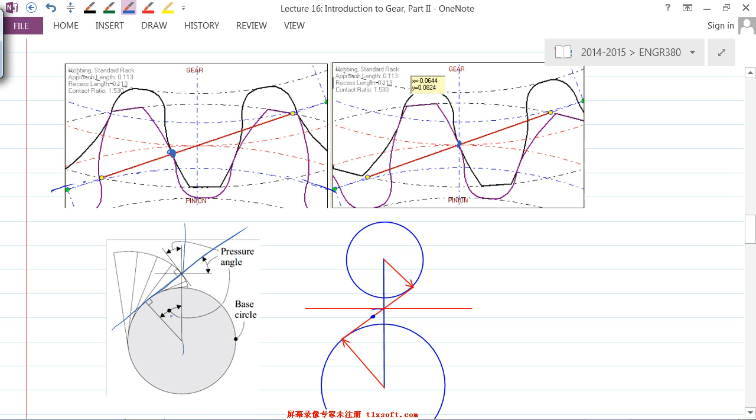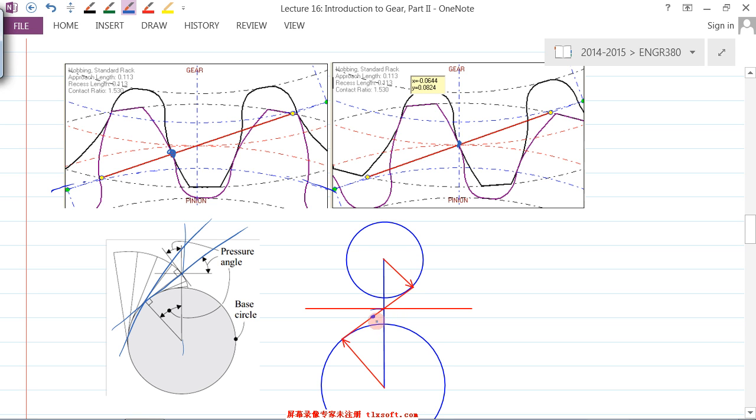So theoretically, when you create a gear, you can use any kind of pressure angle. It all depends on how you draw this tangent line. If you draw the tangent line here, it's one pressure angle. If you draw the tangent line there, you get another pressure angle. But generally, we use 20, 25, or 14.5, which is obsolete. So 20 is what we mostly use here. So this is a 20 degree pressure angle, for example, and these are the two base circles.